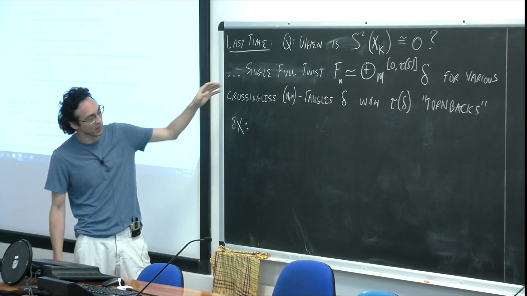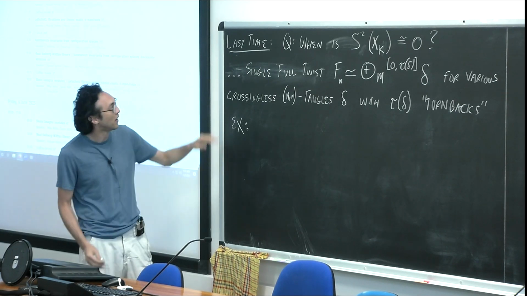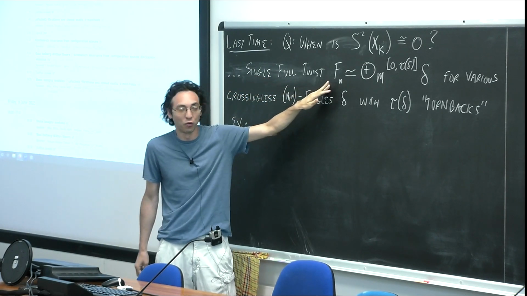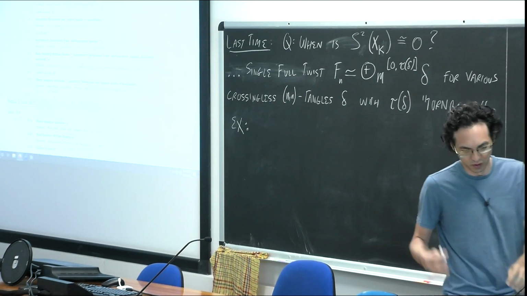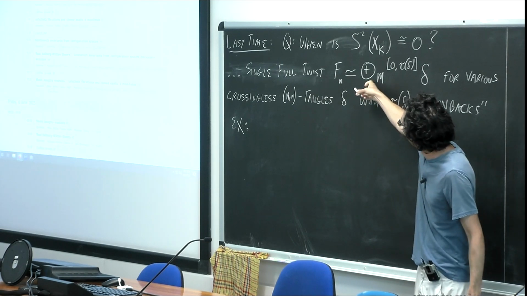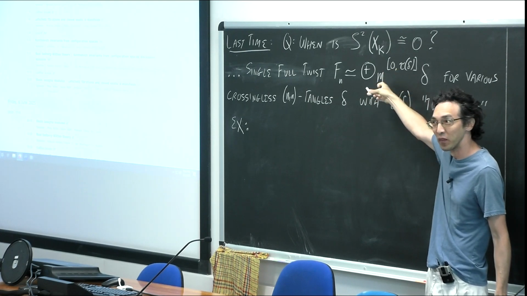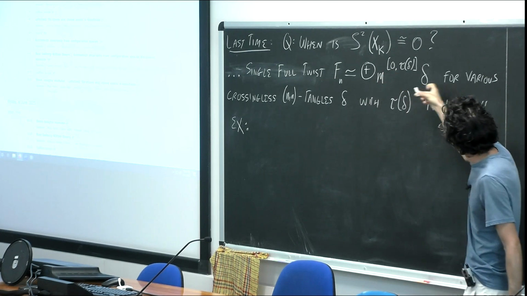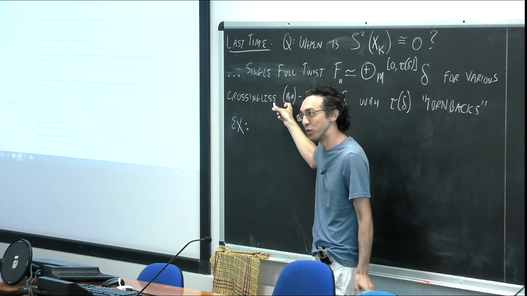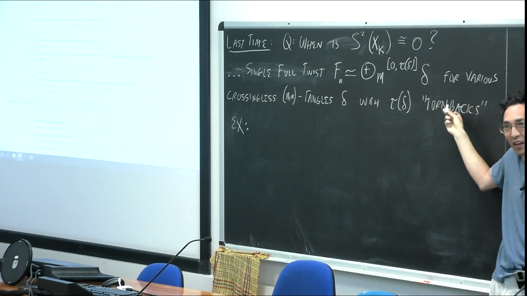Last time was a bit rushed at the end, so let me try to clarify what was said. A single full twist, the tangle for a single full twist in the Khovanov-Rozansky world, can be simplified into some big sum of diagrams with various grading shifts. This delta here means any crossingless n-n tangle. I think I didn't say this last time. And this tau of delta was supposed to mean the turnbacks in delta.